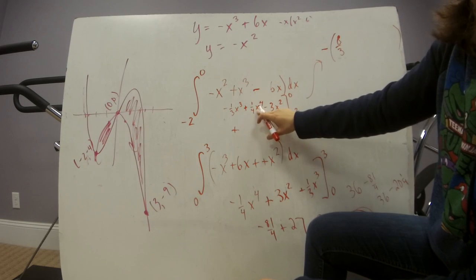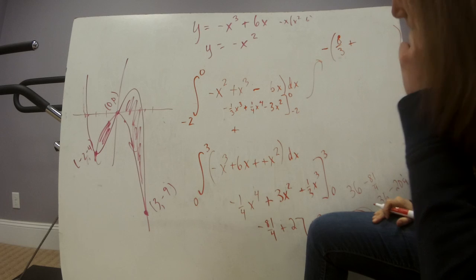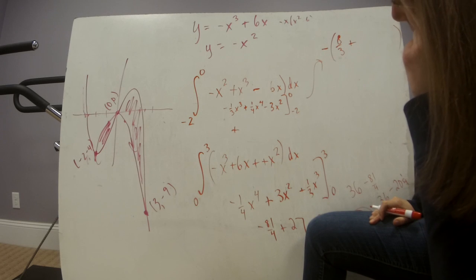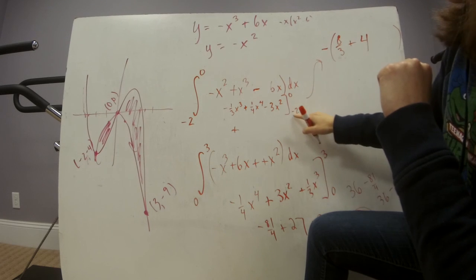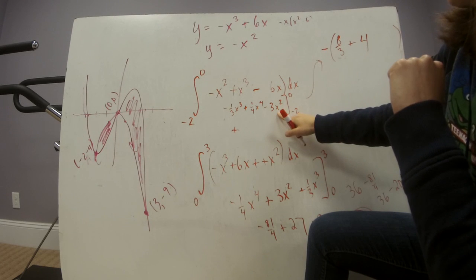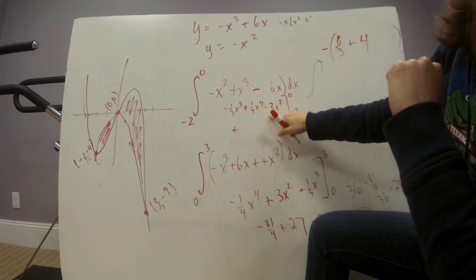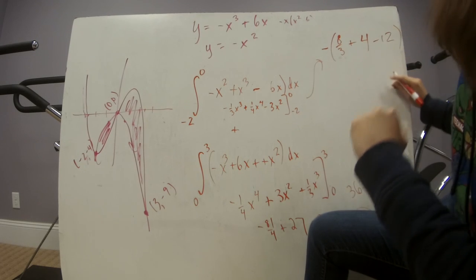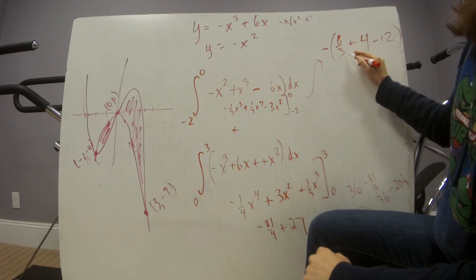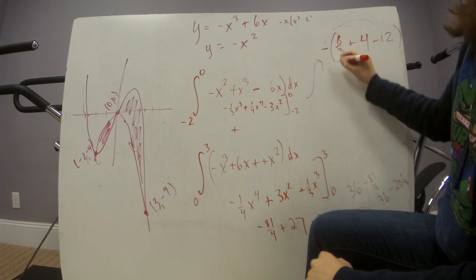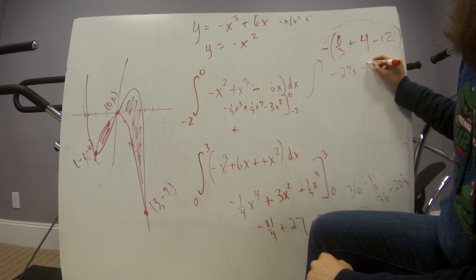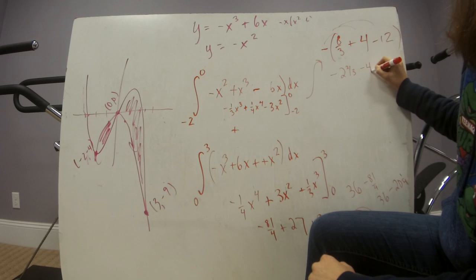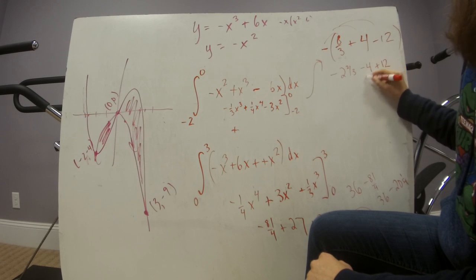-2 to the 4th is 16 positive, divided by 4 is 4. And then -2 squared is 4 times -3 is -12. So if I distribute this, I'm going to have -8/3, which is -2 2/3, minus 4 plus 12. So 12 minus 4 is 8.